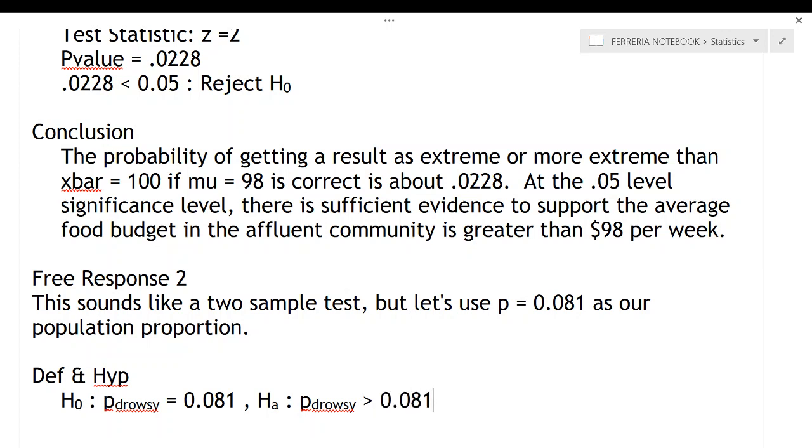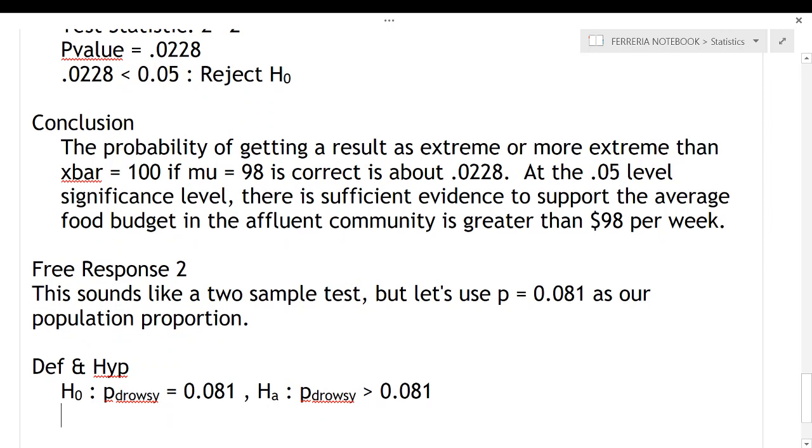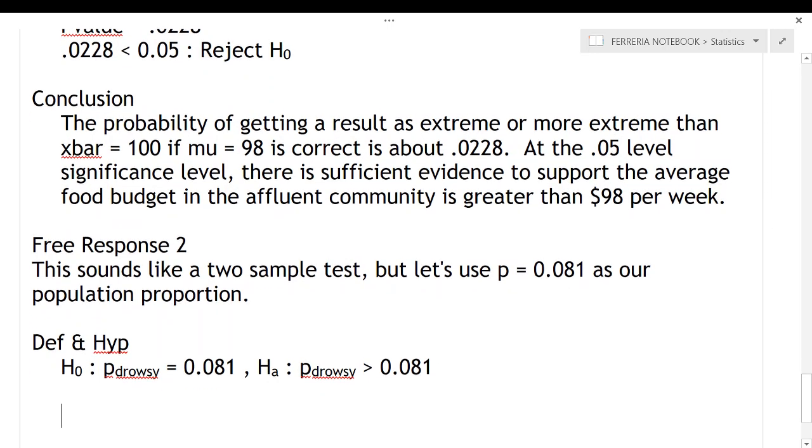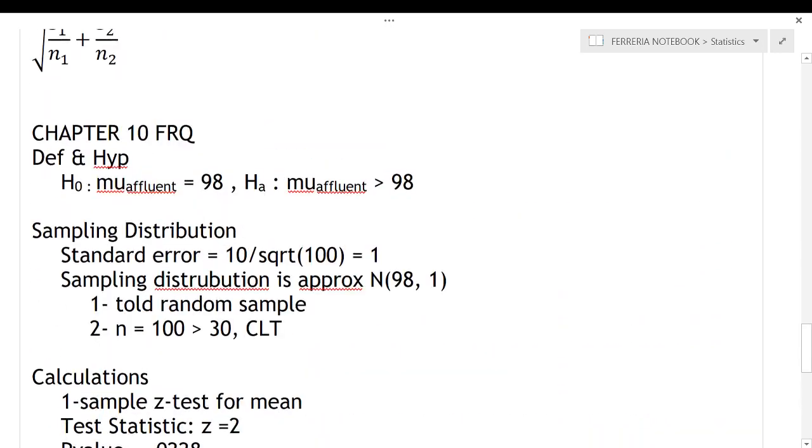One of the problems with this question is I know a lot of people are tempted to put the wrong value for P naught. That does say 9%, and that is 0.09. That's P. That does say 8.1%. That is 0.081. So you got to be on the lookout for that. Do we need to do anything else here? I don't think we do, right?